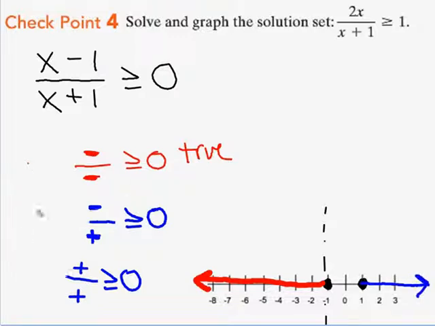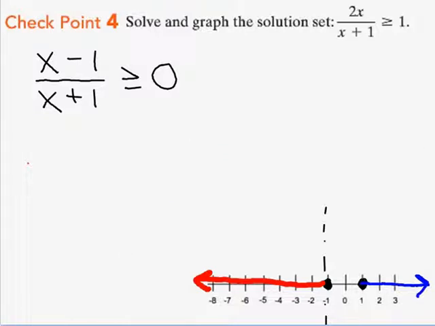Okay, now let's figure out brackets or parentheses. The inequality is greater than or equal to. So we will use brackets as long as we do not result in division by 0. Negative 1 was our division by 0, or where that asymptote is, we do not want a bracket. So this will be a parenthesis. And then the other one that would zero out the numerator, the x-intercept, that one will be a bracket.